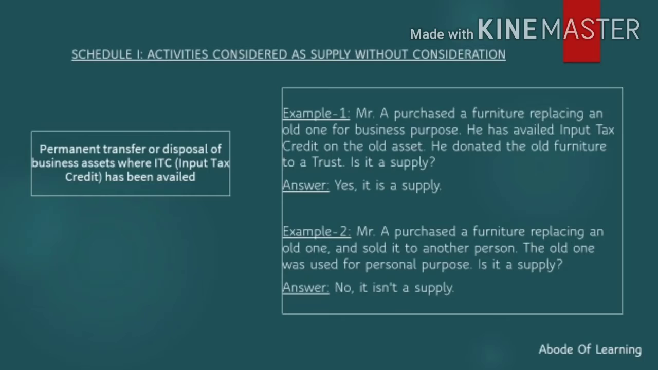Now the second example is Mr. A purchased a furniture replacing an old one and sold it to another person. The old one was used for personal purpose. Is it a supply? This can't be treated as a supply because the asset was purchased for personal use. So this is not a business asset. And when you're using it for personal use, you can't take input tax credit. So both these key points are nullified here. So this is not a supply.